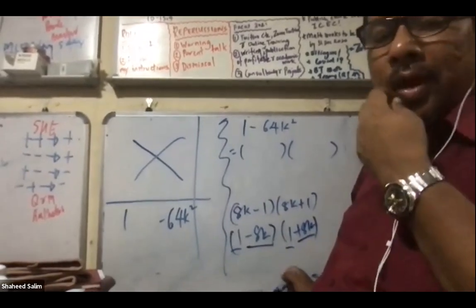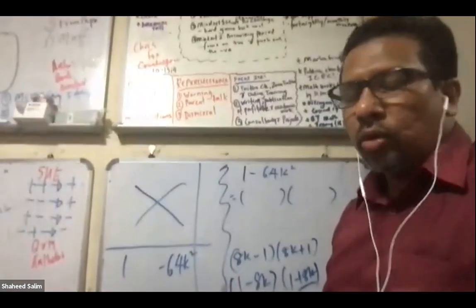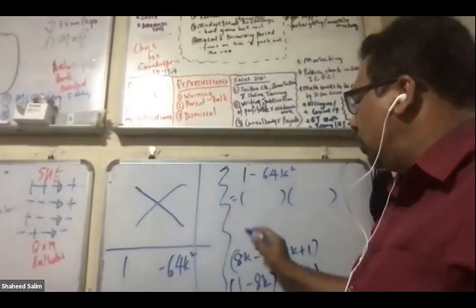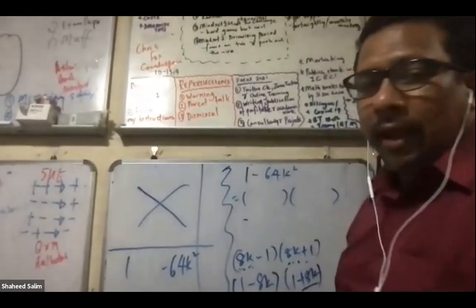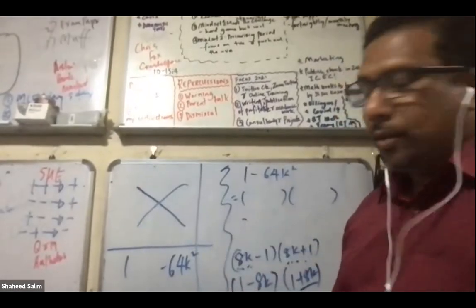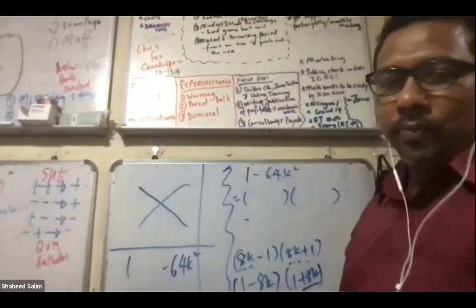So why are you taking that? Because you're not used to what? Whatever we are used to, we feel comfortable. What we are not used to, we don't feel comfortable. You are used to this format, therefore you want to put the 8k in front. But actually, you can write 1 minus 8k, 1 plus 8k.